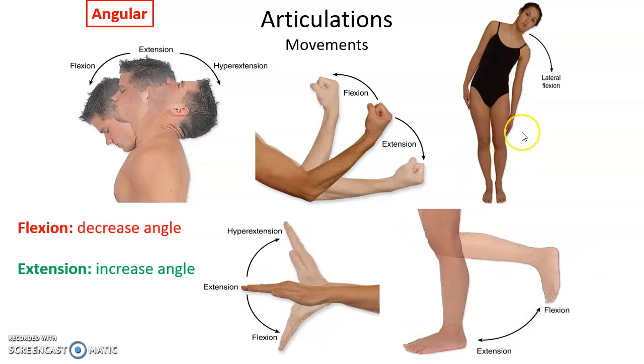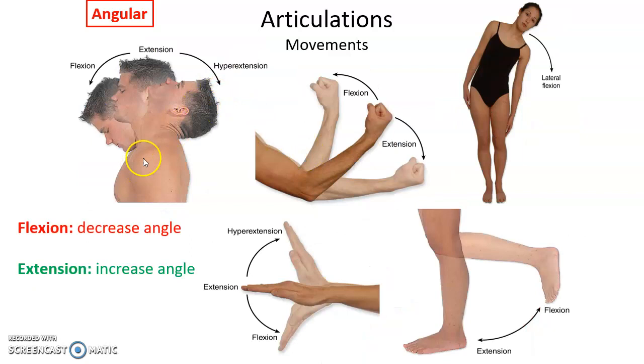You can laterally flex, bending the vertebral column. The nodding yes movement of the head is another example of flexion and extension. And also hyperextension. What's hyperextension?